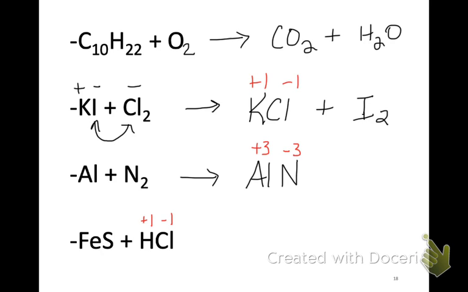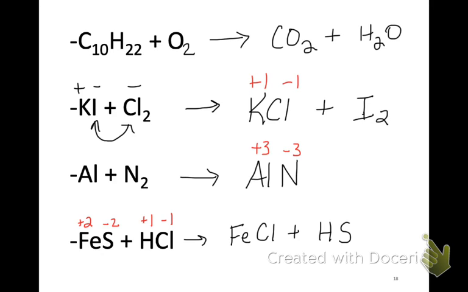Now for the iron sulfide, we know that sulfur is a -2. Iron is a transition metal. In this case, there's only one sulfur and one iron, so iron has to have a charge of +2 in order to cancel out the sulfur. My positive ions are going to trade places, so iron is going to partner up with chlorine, and hydrogen is going to partner up with sulfur.